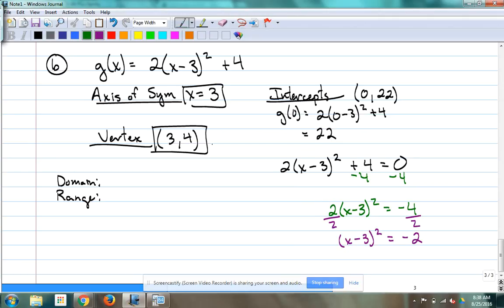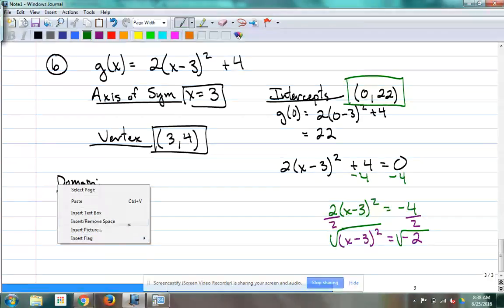So you take the square root of both sides. And then we know we're going to get what kind of answers here? Imaginary. So it's not going to have any x-intercepts. So this is going to be the only intercept. Let's go ahead and finish off that problem so that we know how to get the answers. So we finish solving it.